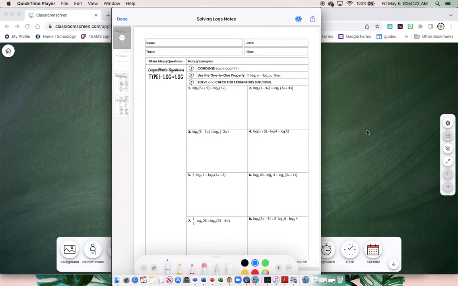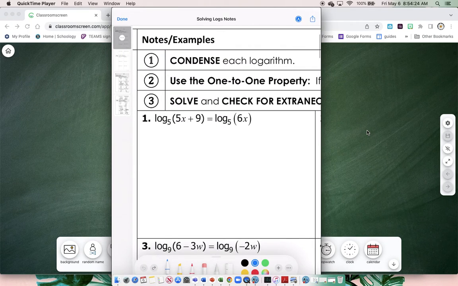So let's start super basic. Let's start with number one. The first thing that I look for in my two logs is, are my bases the same? In this case, the log on the left, the base is 5. The log on the right, the base is 5. So they are the same. We could use the one-to-one property, which means we're going to drop the bases because they're the same, and we're just going to set both of the a's equal to each other. And then we solve for that variable. So in this case, we're going to solve for x.